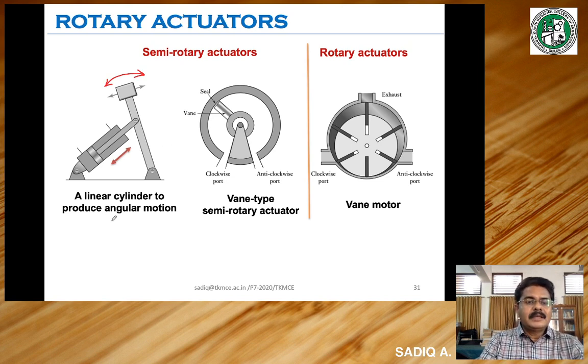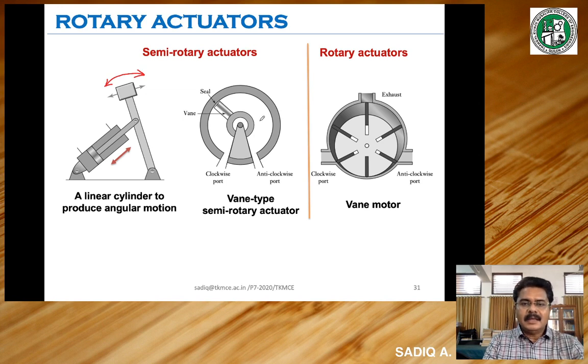Now, let us see other examples for semi-rotary actuators. One is a case where a linear cylinder is used to produce angular motion. Here there is a linear cylinder. When the signal gets in the cylinder, the piston will move. This movement is reflected as angular motion of this stem. So here the linear motion is converted to angular motion. This is an example for semi-rotary actuation.